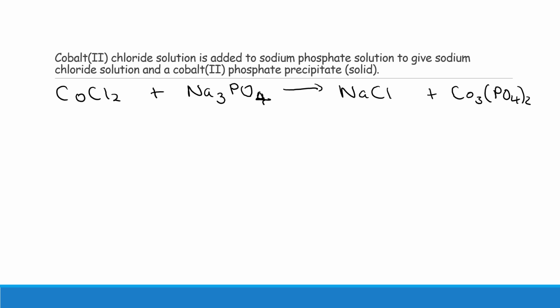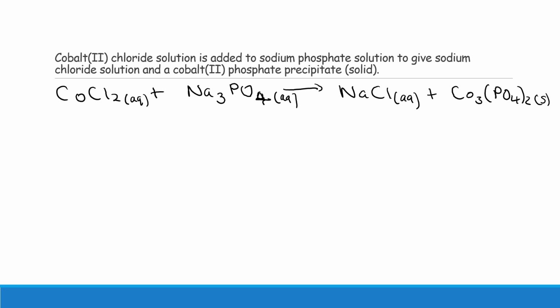If you ever find yourself in a tennis match going backwards and forwards, backwards and forwards, always check your formula. So, second step. Now we need to put in our state symbols. So cobalt 2 chloride is a solution, so it is aqueous. Sodium phosphate is a solution, which is aqueous. Sodium chloride is a solution, which is aqueous. And cobalt phosphate is a precipitate, so it's a solid.